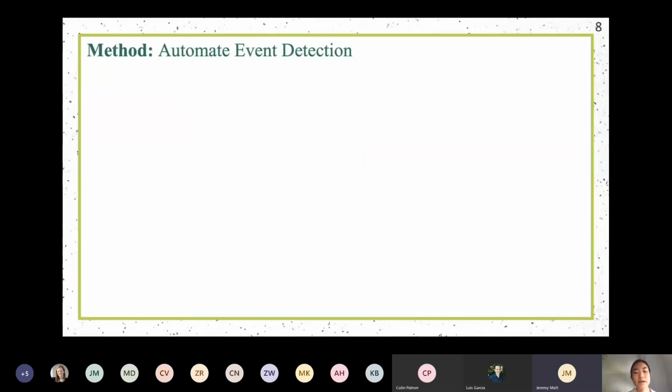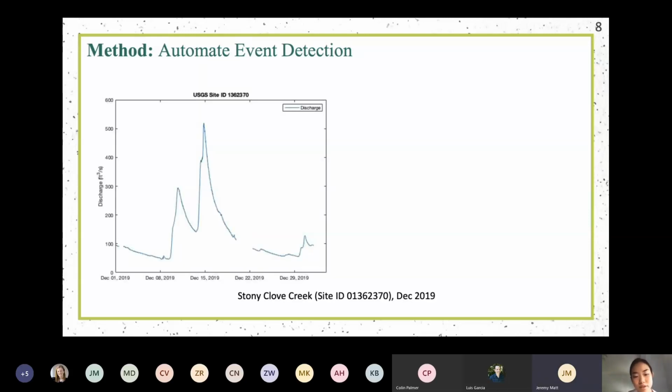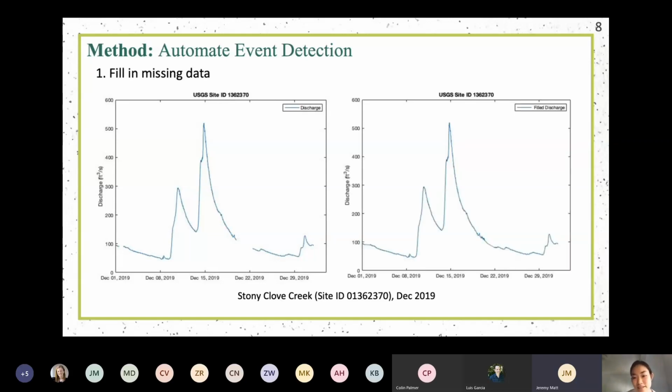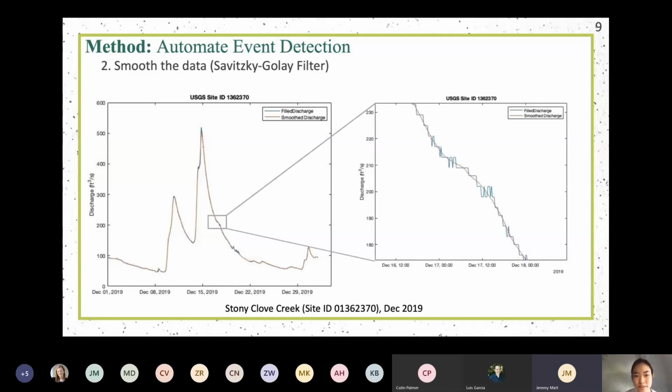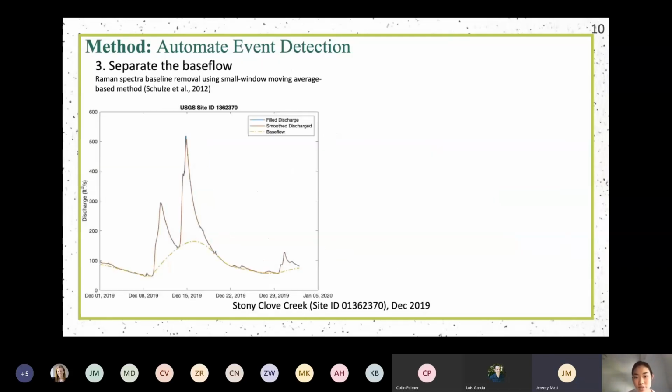I developed my algorithm all in MATLAB, and to demonstrate the method I use to automate event detection, I'm going to use the data from Stony Cliff Creek, December 2019. Here you can see the discharge time series, or we can call it the hydrograph. There are some gaps in the data, and we want to fill them in with both moving medians and linear interpolation. Once done, I'm going to smooth the data to get rid of the noise using a Savitzky-Golay filter.